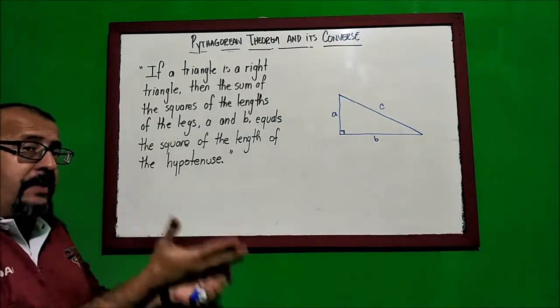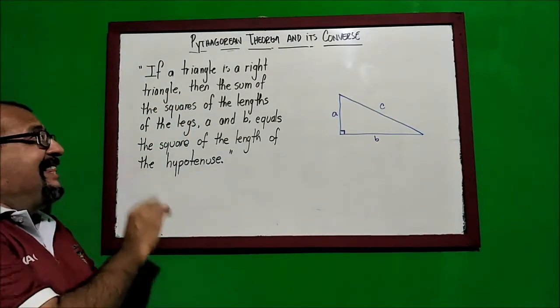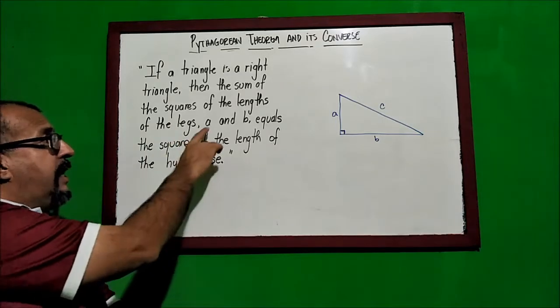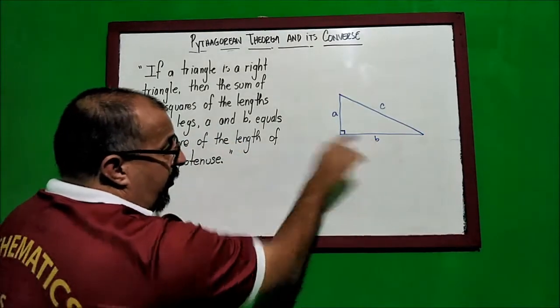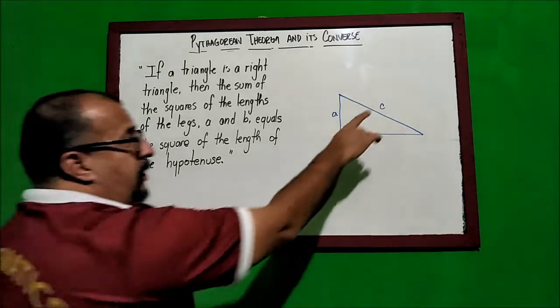Okay, the theorem states the following. If a triangle is a right triangle, then the sum of the squares of the lengths of these legs A and B will equal the square of the length of the hypotenuse.